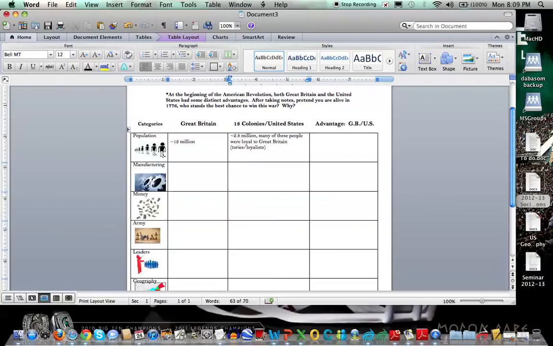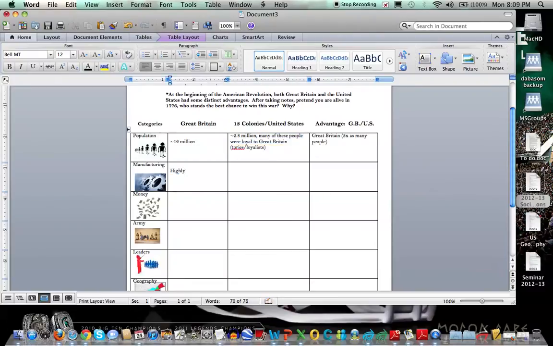Take a look, advantage Great Britain or the United States. Hopefully you did well in math class. 2.8 or 12, which one is higher? Great Britain is without question going to have the advantage in population. Not only that, if you want to add this in there, they have 3 times as many people. And again, really keep in mind, and you may want even to highlight this, even of the United States, the 13 colonies, 2.8 million, many of these people were still loyal to Great Britain. And so that's definitely something to keep in mind.